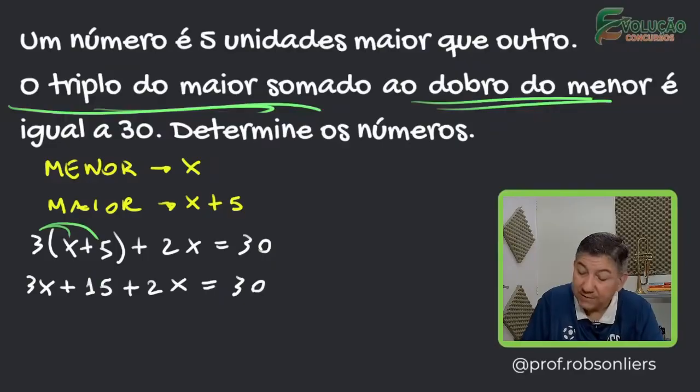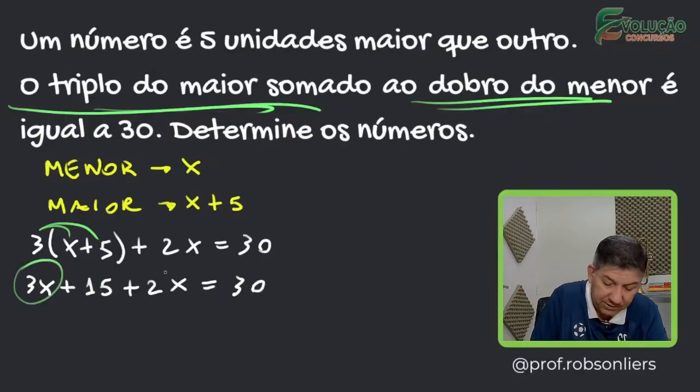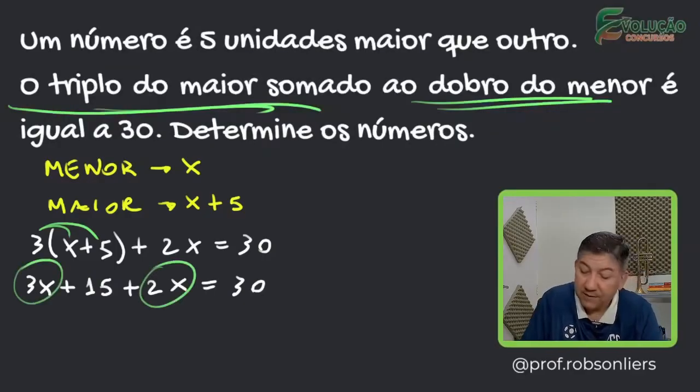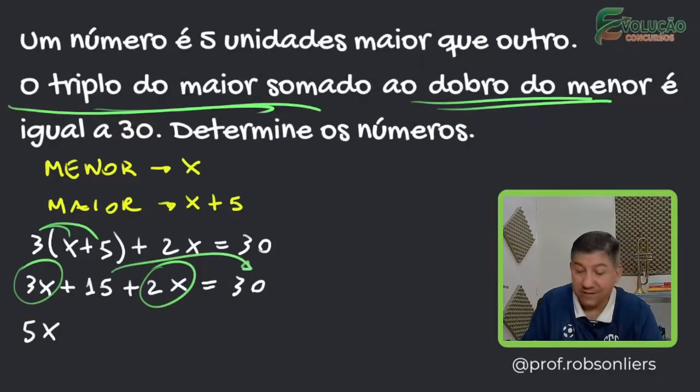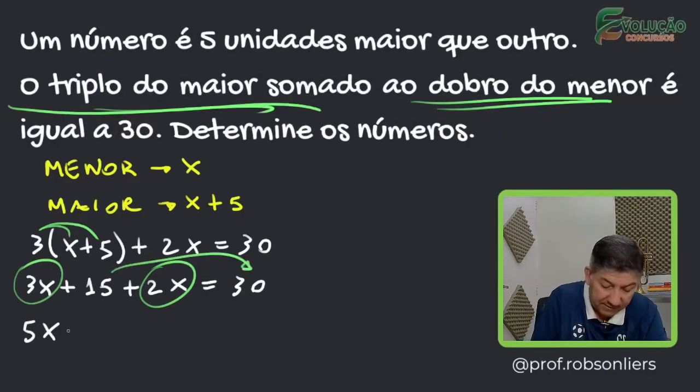We have like terms here. 3x and 2x, we can add them. 3x plus 2x is 5x. So 5x plus 15, we can move it to the other side of the equation by subtracting. So it will be equal to 30 minus 15. All right? 30 minus 15, we can solve that.